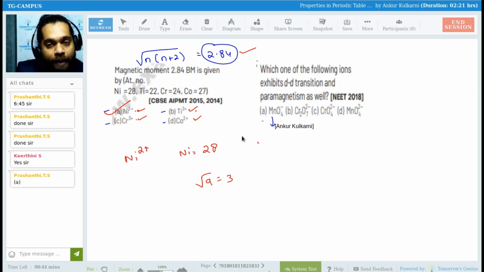So over here, what is the oxidation state? We have MnO4 minus, it is plus 7. Yes, if you calculate, it is plus 7. So Mn plus 7 is what? 4s0, 3d0.